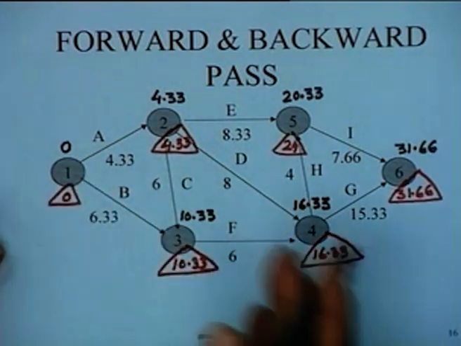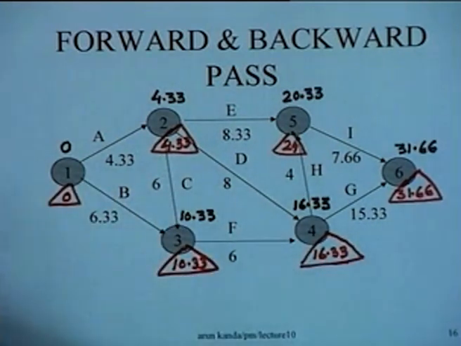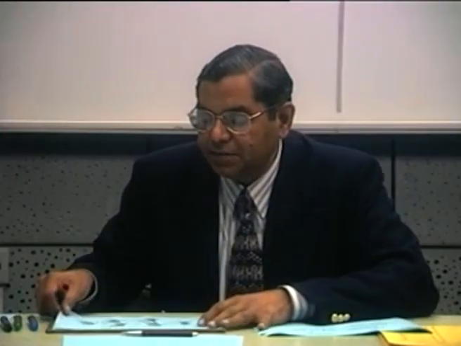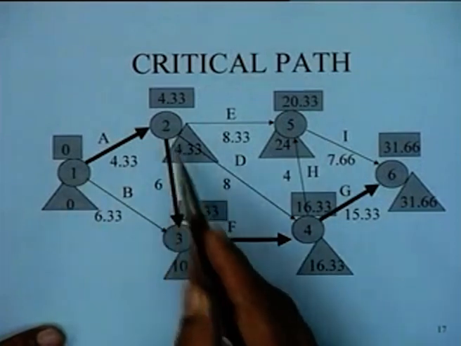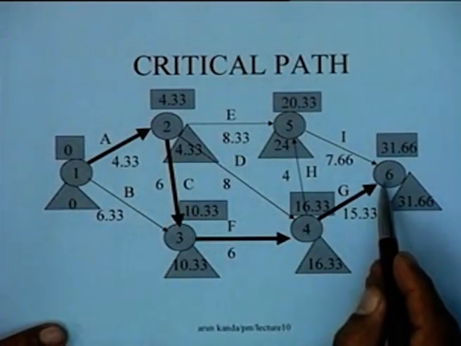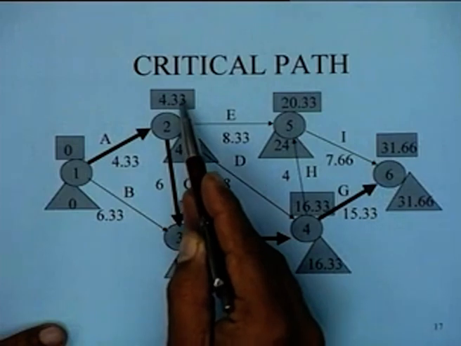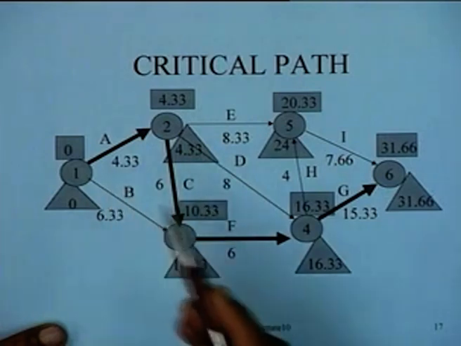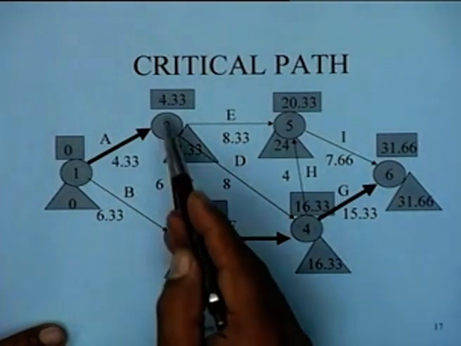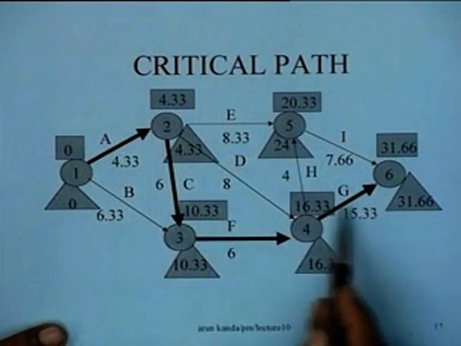So we carry out a forward pass and a backward pass in the usual manner, and then we can identify exactly the critical path in the usual fashion. For instance, in the identification of the critical path for this example, what you find is that the critical path happens to be 1, 2, 3, 4, 6. That is the critical path. And the earliest occurrence times and the latest occurrence times are the values that we have just computed for each node through a forward pass and a backward pass respectively.